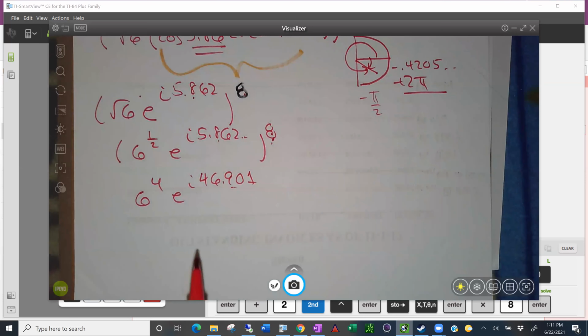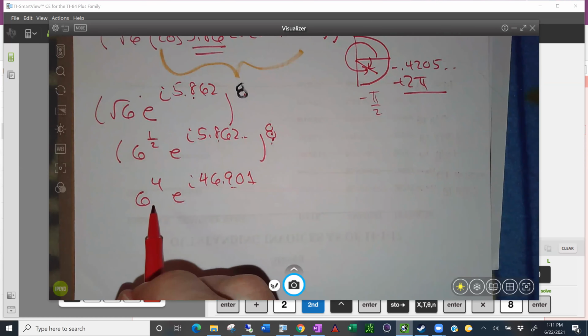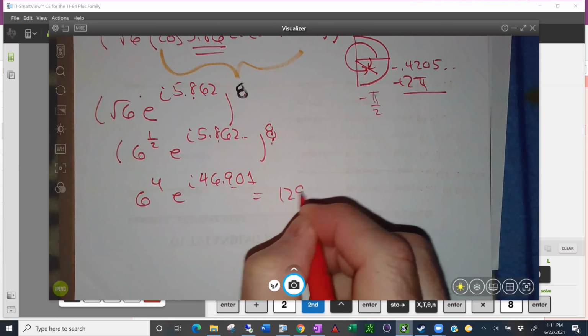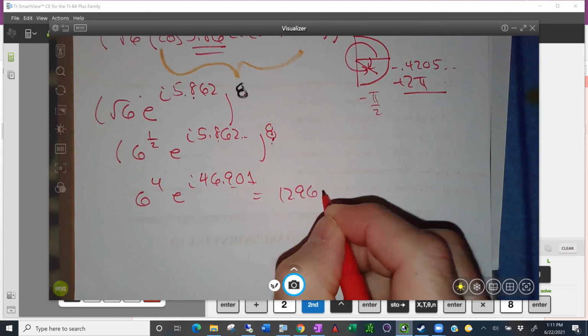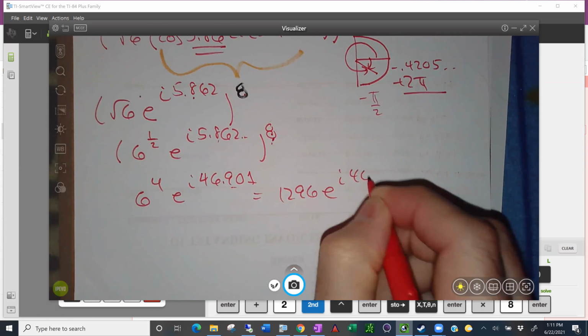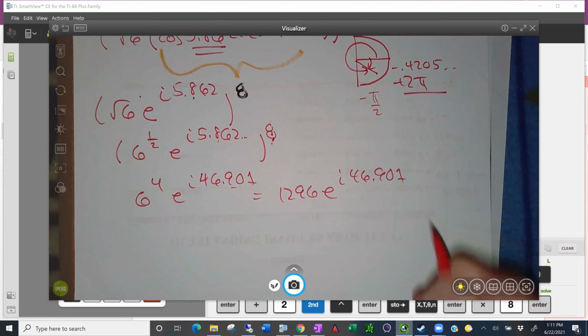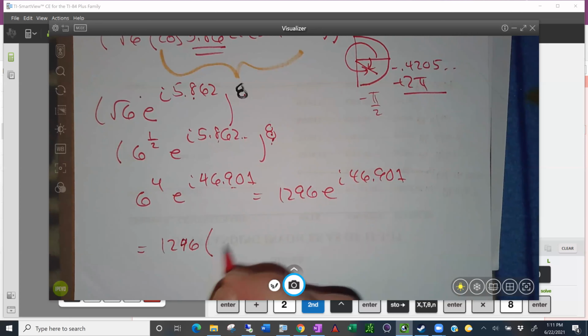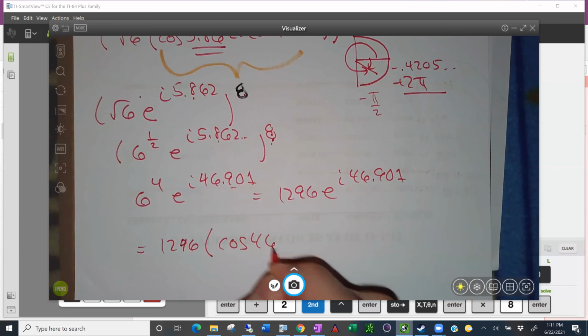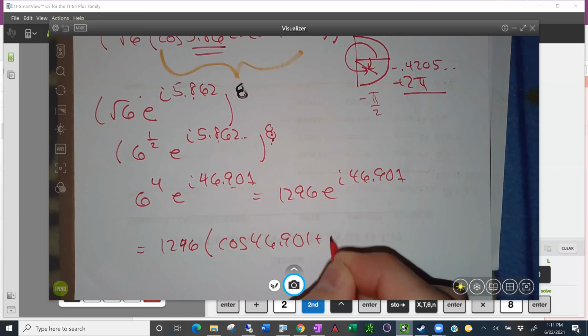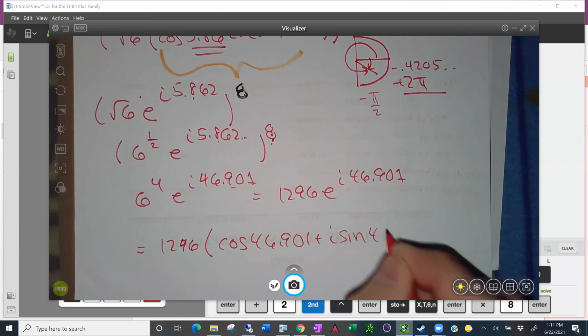Last but not least, 1296 e to the i times 46.901. And then this becomes 1296 times cosine of 46.901 plus i times the sine of 46.901.